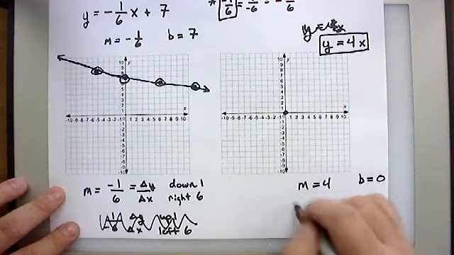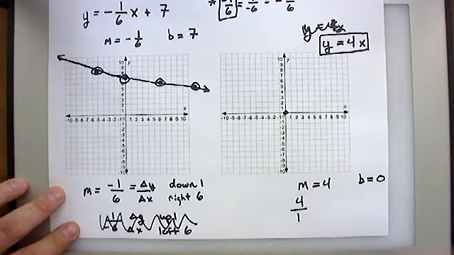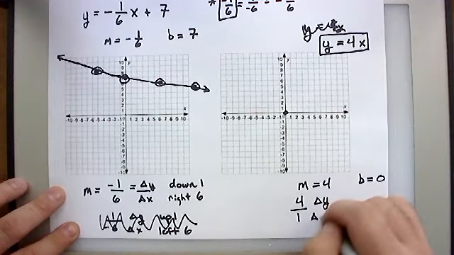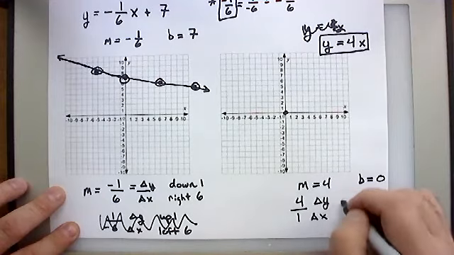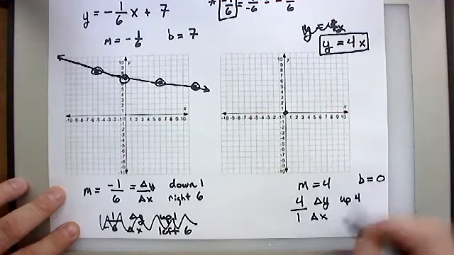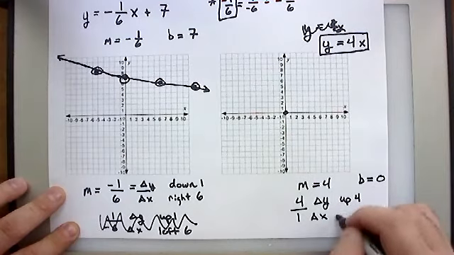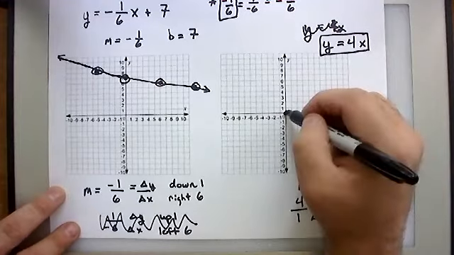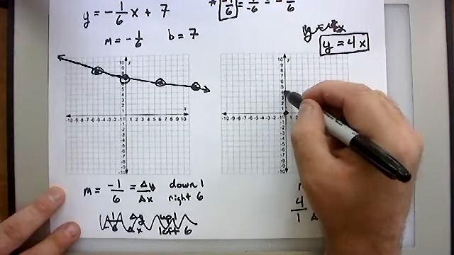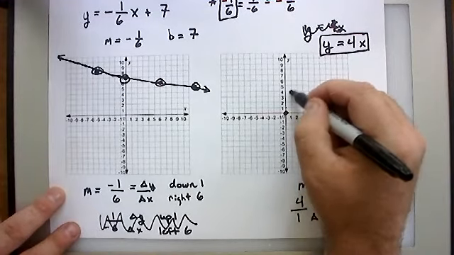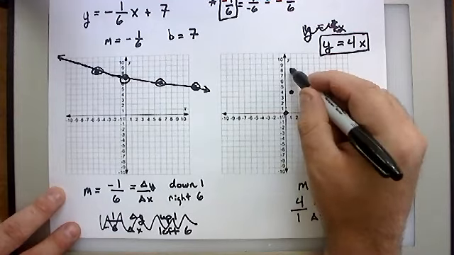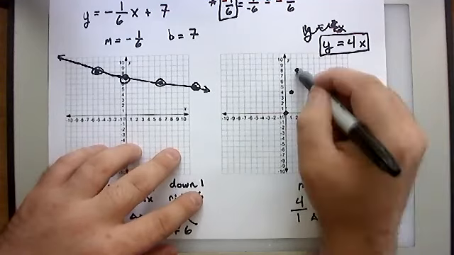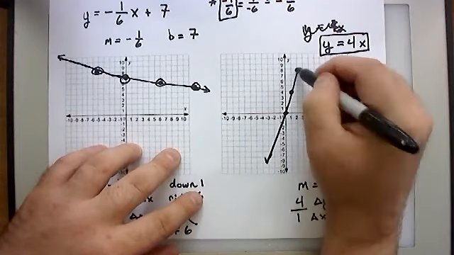So our m being 4, we can think about that as 4 over 1. So our change in y over change in x, the change in y is 4, so that would be up 4. The change in x is +1, so that would be right 1. So we're going to go up 1, 2, 3, 4, and at the same time, right 1. Up 1, 2, 3, 4, and right 1. And that should be our line, nice and clean, like that.